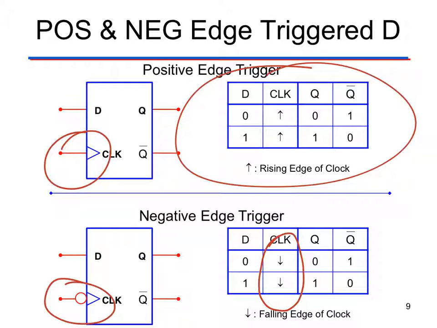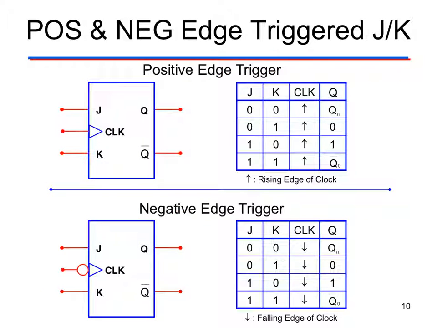It's the same thing though. Whatever is on that D on the falling edge of the clock will be outputted. That's it. So there's a positive edge trigger and a negative edge trigger. JK flip-flops work the same exact way.